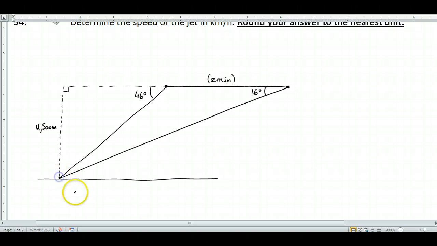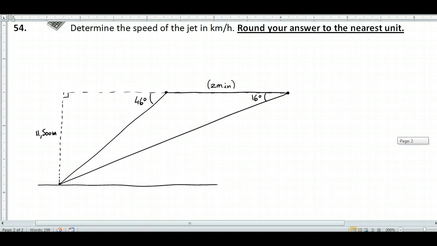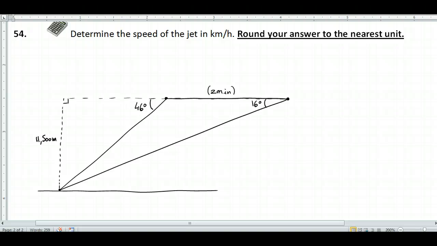So how are we to find the speed of the plane? I know that the plane flew that distance within 2 minutes, right? So if I can get that distance, let's call it x, then I have a distance and a time, and I can get the speed, right? So how are we going to get x?